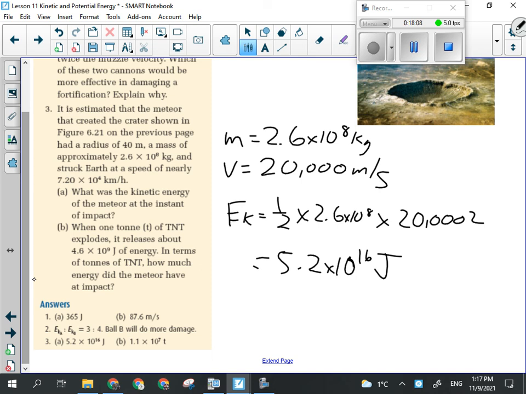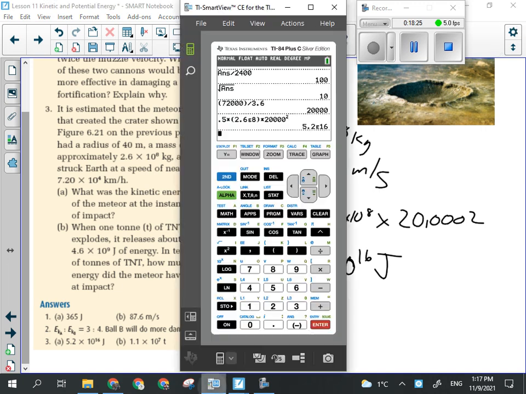When 1 ton of TNT explodes, 4.6 times 10 to the 9 joules of energy is released. So if we look at the number of joules that we got and divide those two, that'll tell us how many tons of TNT this impact was equivalent to. So I'm going to take that number that I have and divide it by 4.6 times 10 to the 9 joules per ton of TNT.